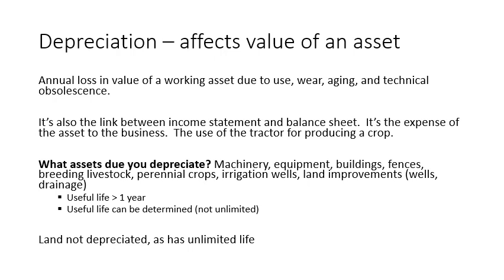So what types of assets do you tend to depreciate? These would be things like machinery, equipment, buildings, fences, breeding livestock, perennial crops, irrigation wells, land improvements, building improvements. Basically, the rule of thumb with depreciation is it would have a useful life of more than a year. And it also has to be something that the useful life can be determined. It's not unlimited. So land is never depreciated because it has an unlimited life. It is not assumed to wear out.